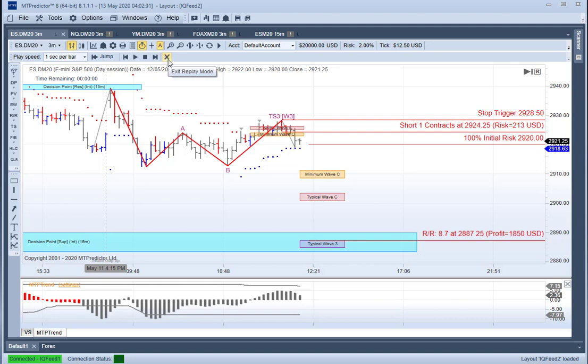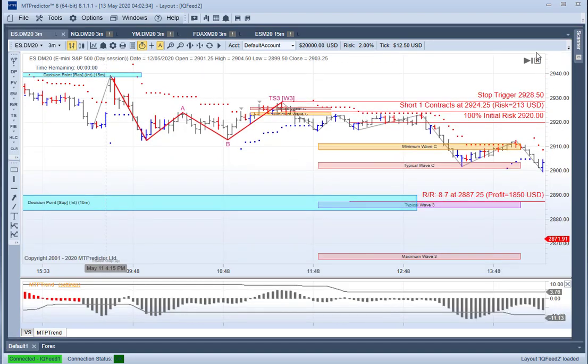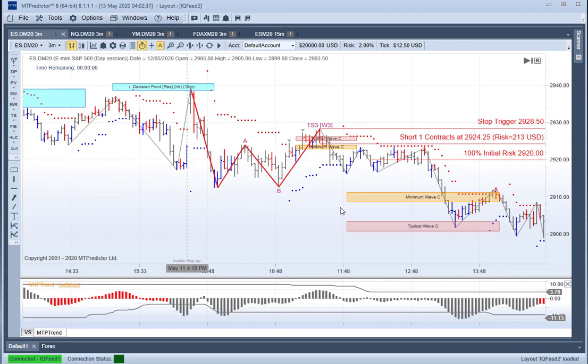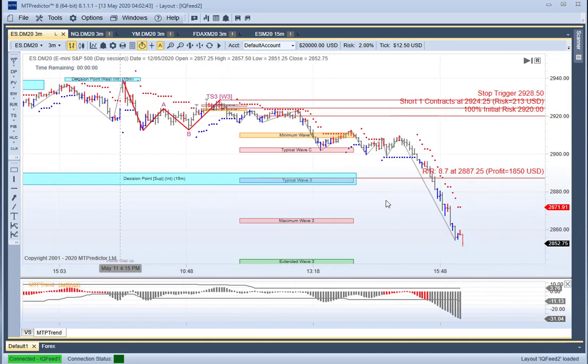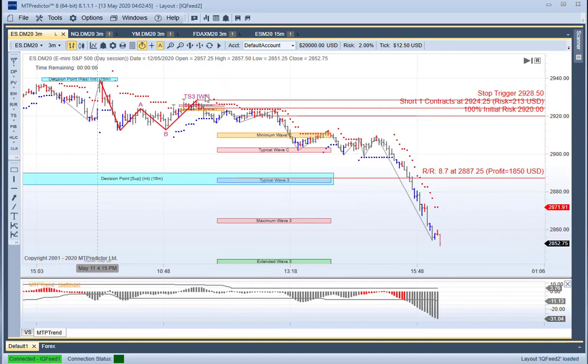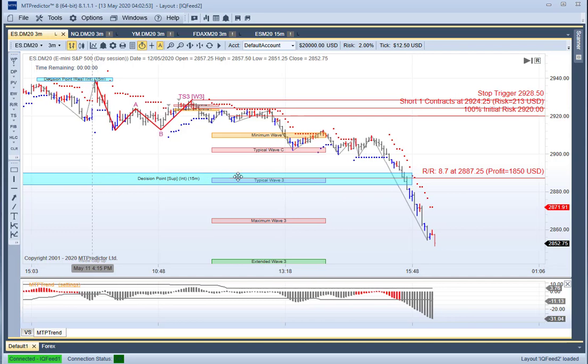If I turn training mode off now, let's see what the market did. And the market did indeed do exactly what we anticipated, where basically it came in here at our W3 wave 3 trade setup. It then declined down into our larger degree support zone, where our typical wave 3 WPT target was projected as well, for a profit of approximately 8.5 times the initial risk.